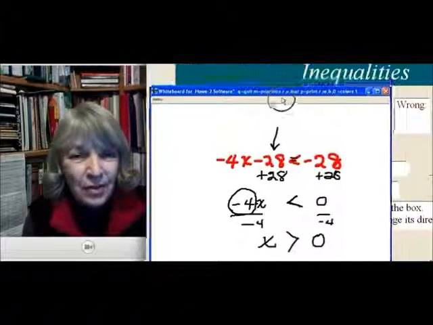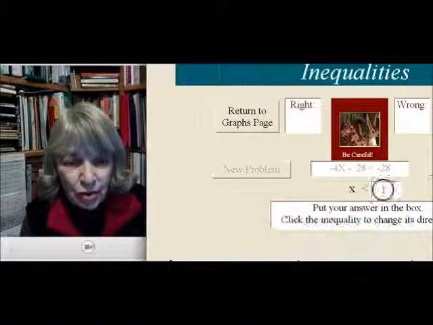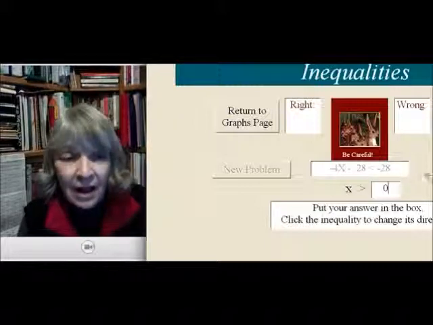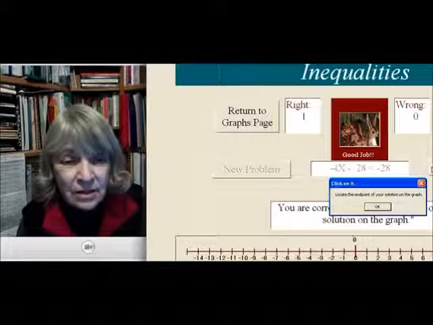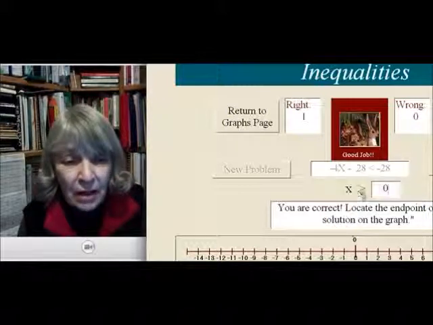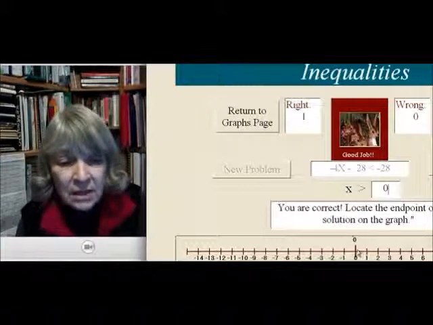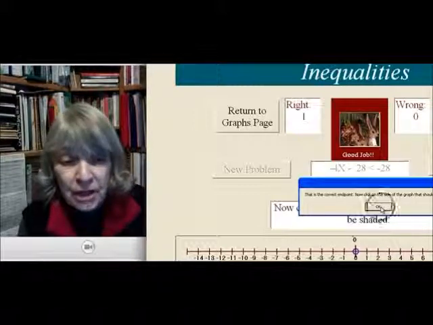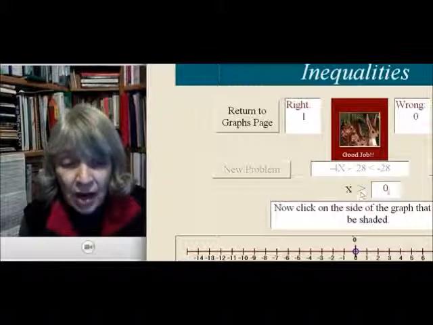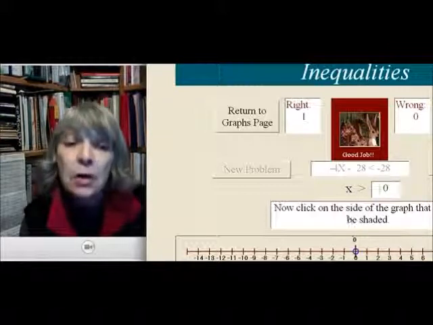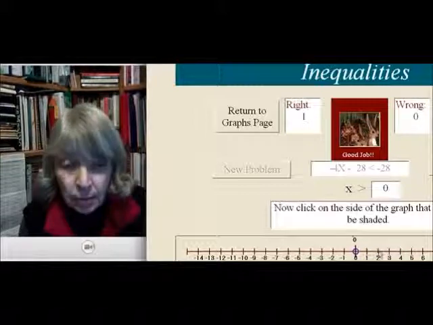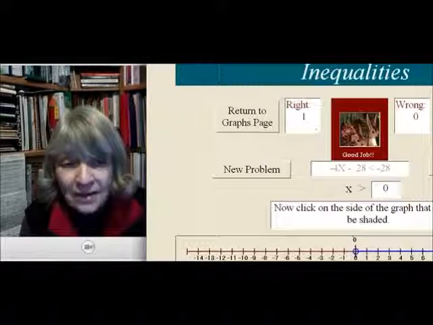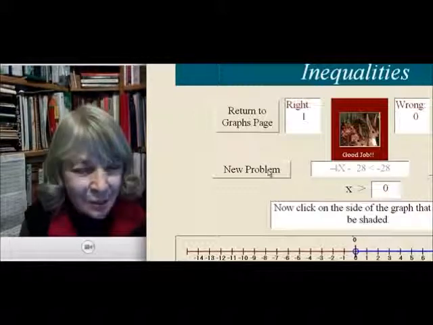Let's see if I can put that in. X is greater than 0. Now I check my answer, and it says you're right. Now we want to locate the end point of our inequality. It's here, 0. Now click on the side of the graph that should be shaded. Well, x is greater than 0. Where are all the points that are greater than this end point? It's over here. We win. One right. Let's do one more problem and we'll be done with this movie.